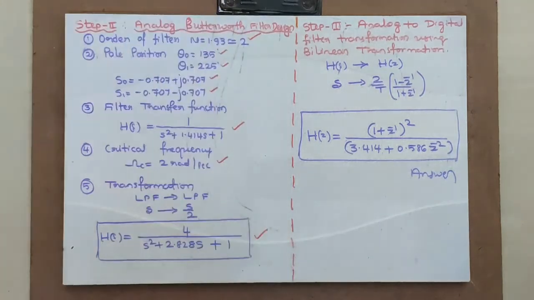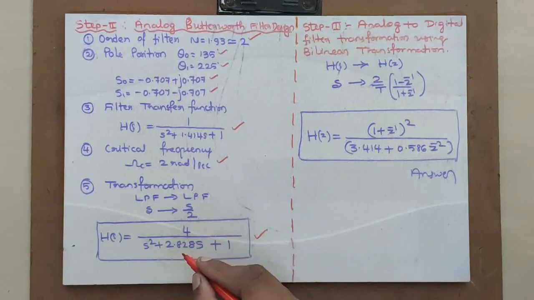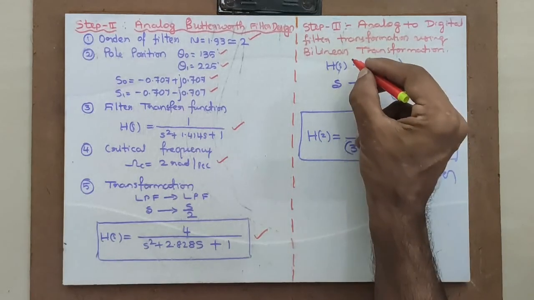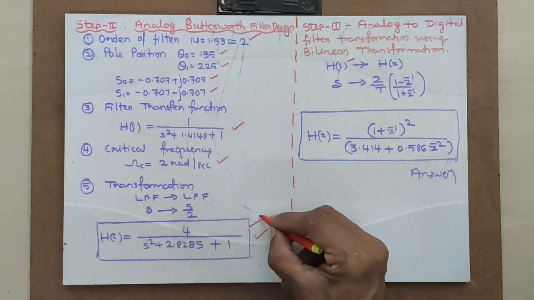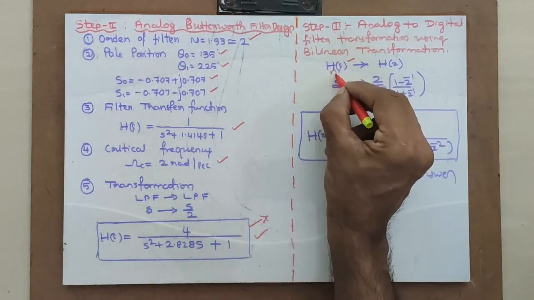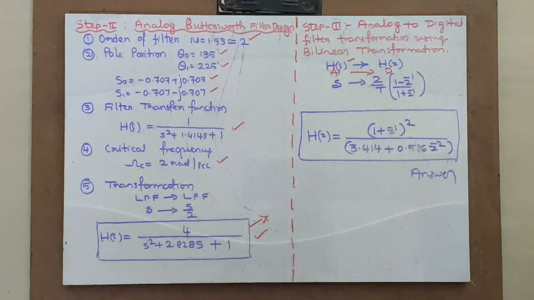That means step 2 gives the analog Butterworth filter, which is 4 divided by s square plus 2.828 s plus 1. Now what is step 3? It is the analog to digital filter transformation. We need to use the bilinear transformation. In this example I have used the bilinear transformation. The bilinear transformation transforms the given H of s into H of z. That means the analog filter is converted into a digital filter.